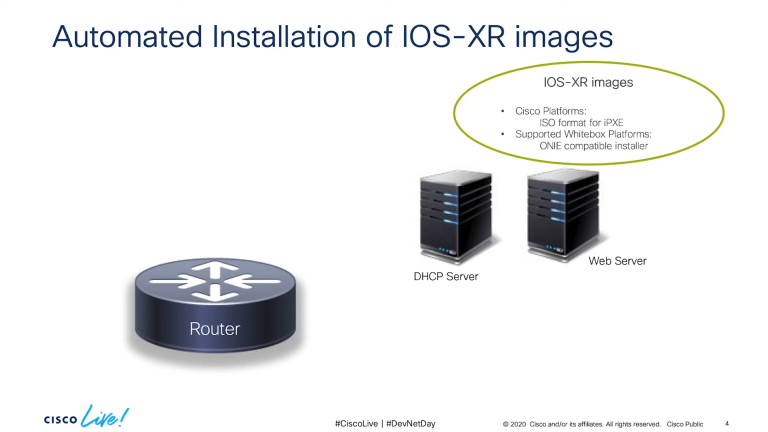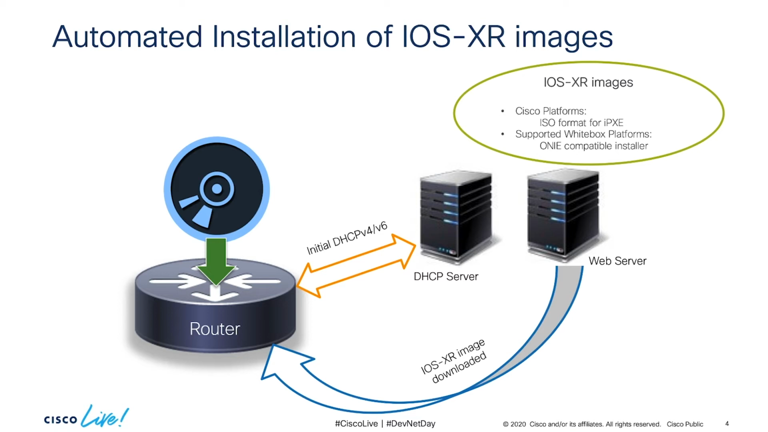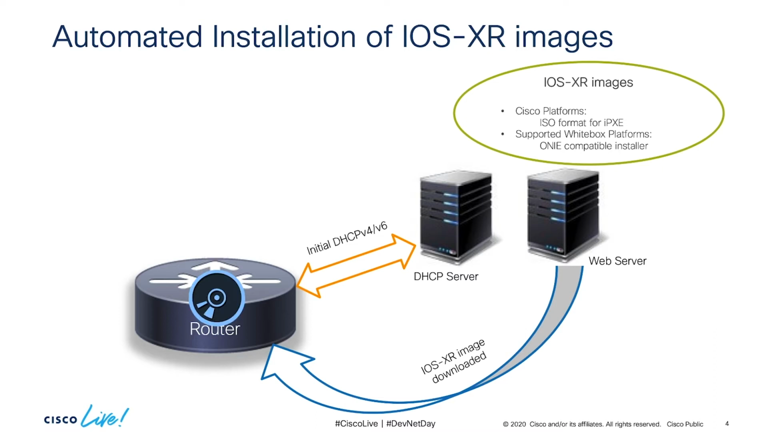iPXE is the new age version of PXE boot, which means that the device is going to boot up, send out a DHCP request, get an option 67, that is the file name option, from the DHCP server, and then issue a request to the web server to download the image that was specified in option 67. This particular image, once downloaded, will be installed and the device will boot up. So this is the basic workflow for getting iPXE to install a new image onto a bare bone box.